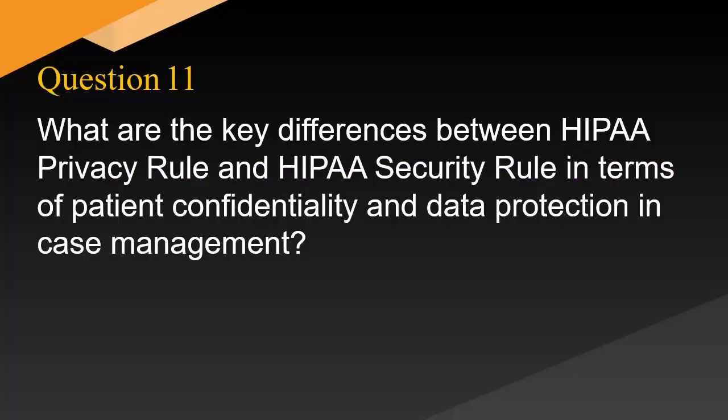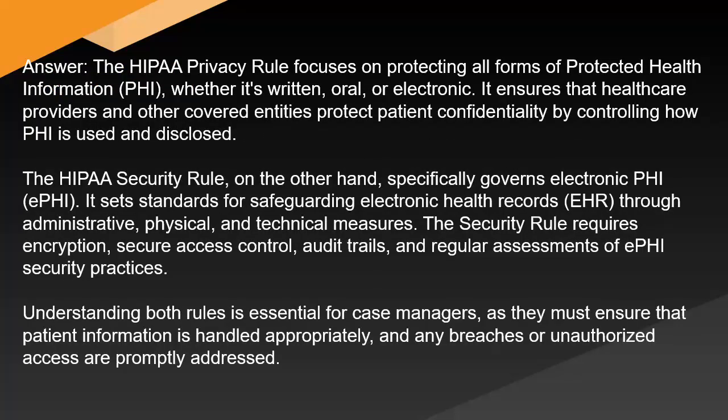What are the key differences between HIPAA privacy rule and HIPAA security rule in terms of patient confidentiality and data protection in case management? Answer: the HIPAA privacy rule focuses on protecting all forms of protected health information, whether it's written, oral, or electronic. It ensures that healthcare providers and other covered entities protect patient confidentiality by controlling how PHI is used and disclosed. The HIPAA security rule, on the other hand, specifically governs electronic PHI.